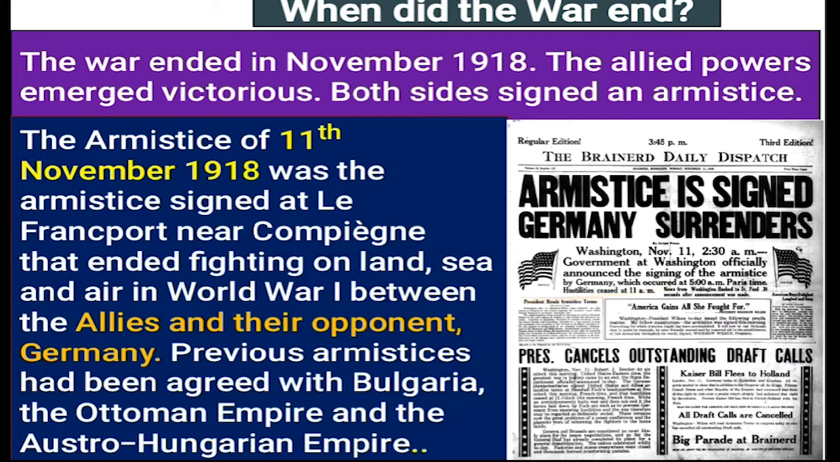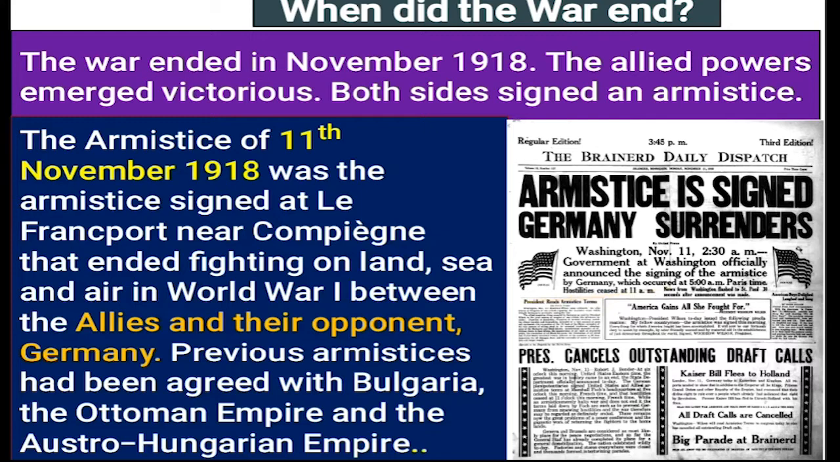Armistice is like an agreement where you are signing and telling that after this you are not going to use any arms, or you are not going to continue your fighting against the Central Powers. So this was an armistice.